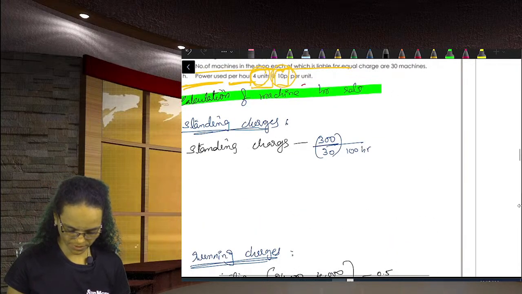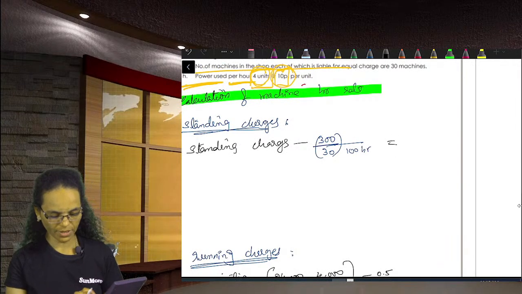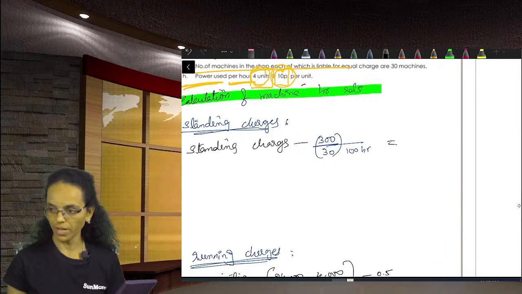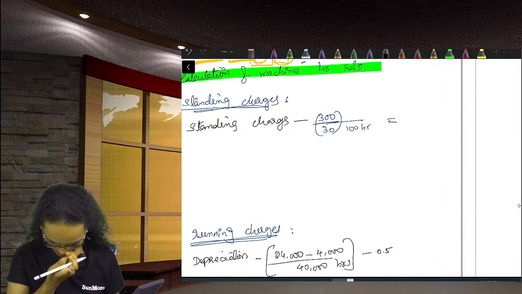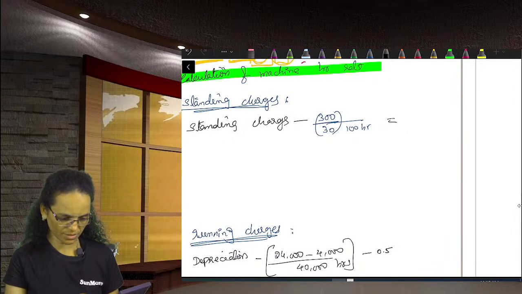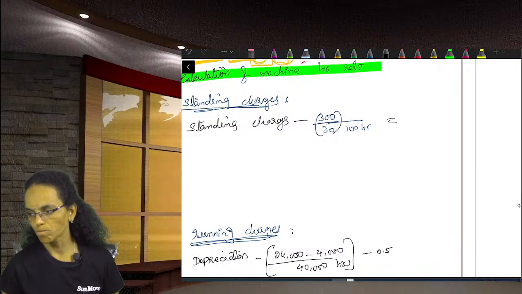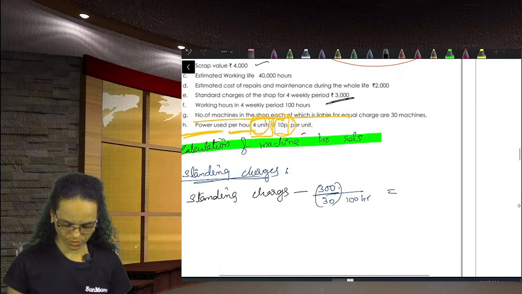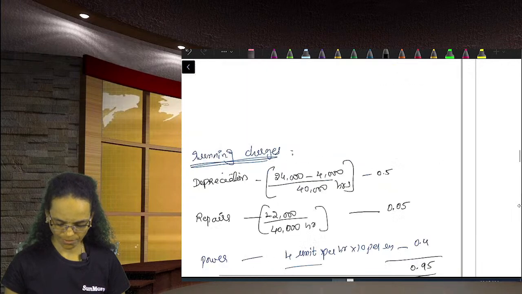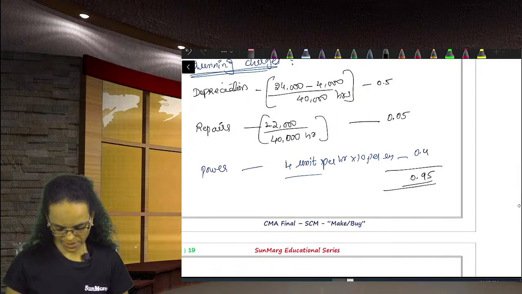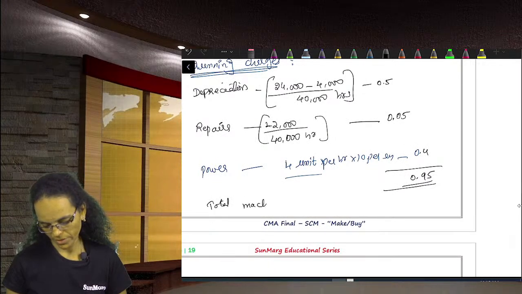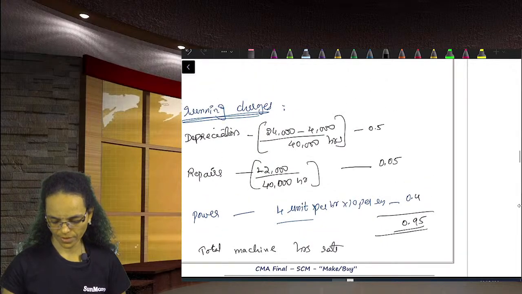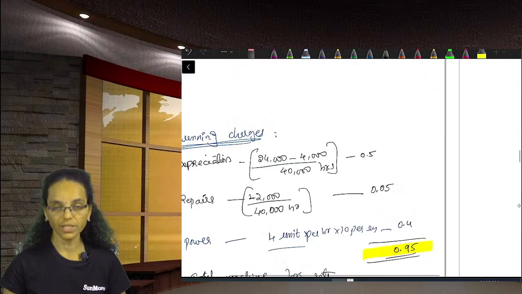.95. This one is 300 divided by 30 to the same answer divided by 100, that is 1. 300 divided by 30, 10 rupees for running for 100 hours, 0.1 paisa. Sorry, this is 3000. So this is 1.00 and here 9.5. So total I can say machine hour rate, here 0.95, here 1, that is 1.95.